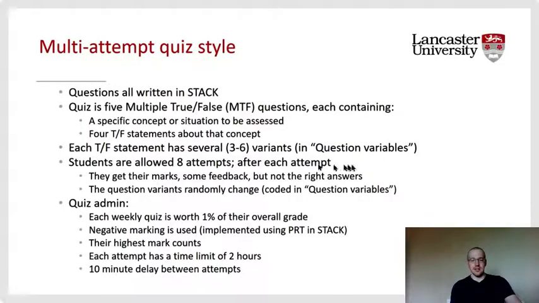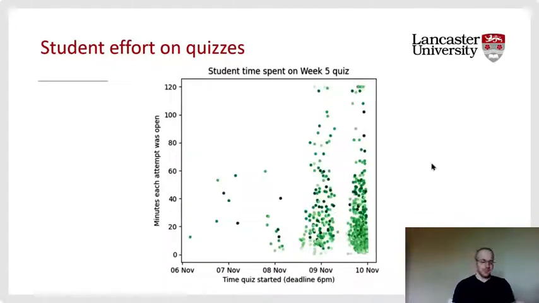Okay, so let's see. I'm going to show you some data. This is the effort students were apparently spending on these quizzes. The x-axis here is the time of submission. You can see the deadline there. This is for the 5th quiz. It's a flurry of submissions near the deadline and on the day of the deadline. The y-axis is how long they had the quiz open for. Presumably for that time, they're usually spending it actually doing the quiz. The time limit is 2 hours, so some people just obviously left it open and it automatically submitted at the cutoff.